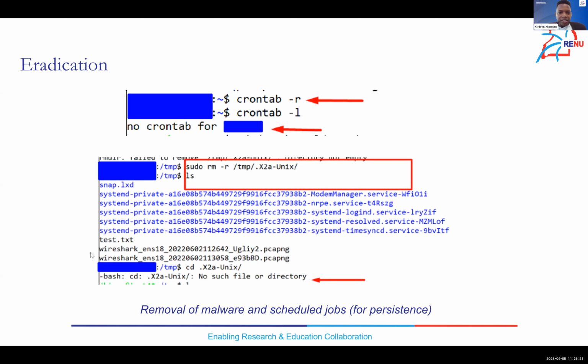And then after deleting that file, we have to make sure, as you can see from the screenshot, that that file no longer exists, right? So for other scenarios, let's say you had a malware incident, you have to make sure the malware or the script running the malware is deleted, any scheduled jobs are deleted, any files that are related to the incident are deleted that you did not put there, right?